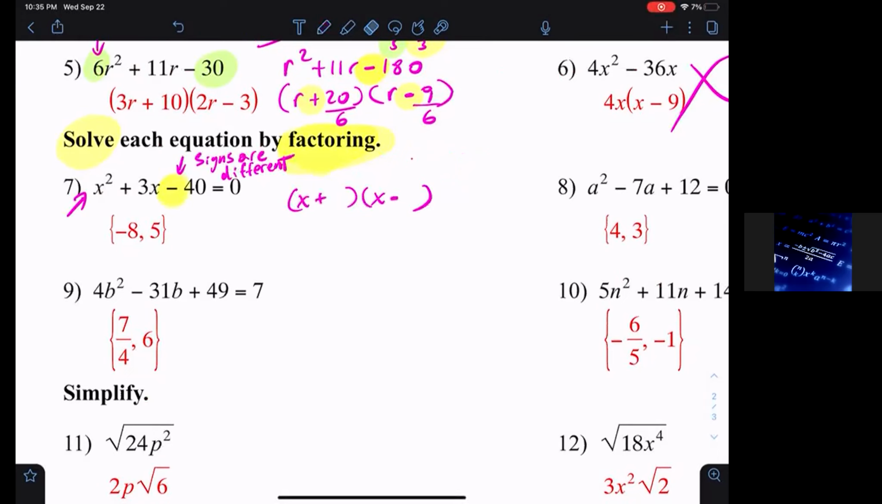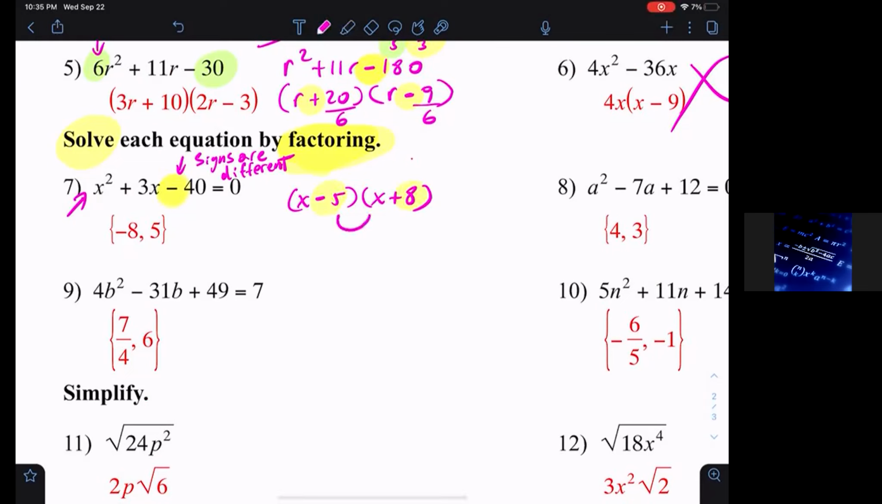And you might say, how do I know which one goes positive and negative? Doesn't matter. You can put negative here and positive there, because you don't know yet. This is called the trial and error method, right? So you're trying to figure out which are the possible combinations that give you these values. So what two numbers, when you multiply, give you negative 40, and when you combine, give you 3? So that must be 8 and 5, right? So this is going to be negative 5 times 8 is 40.